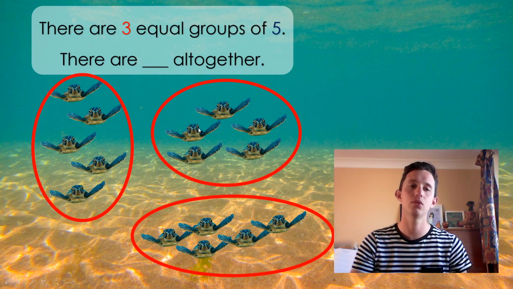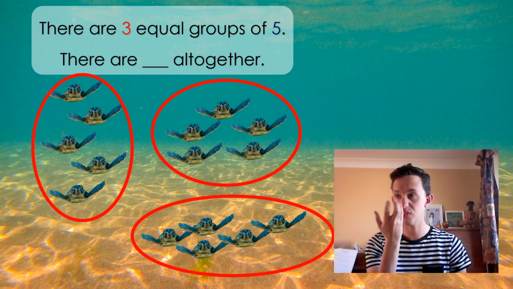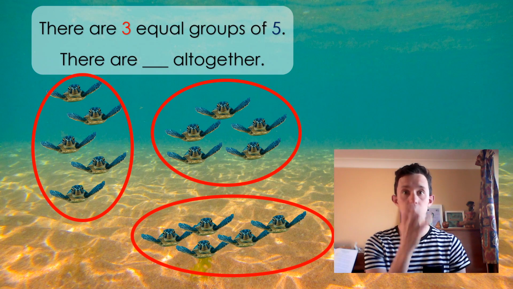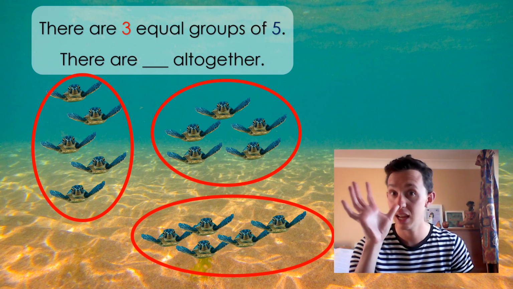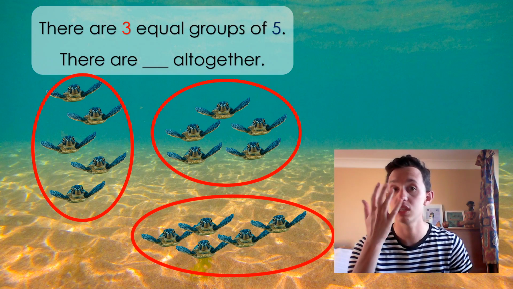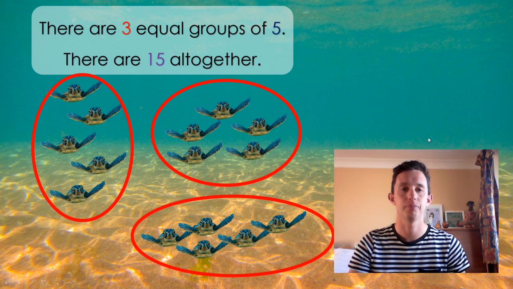And there are how many altogether? So there's one, two, three, four, five. One, two, three, four, five. One, two, three, four, five. So let's count them all together. One, two, three, four, five, six, seven, eight, nine, ten, eleven, twelve, thirteen, fourteen, fifteen. There are 15 all together.